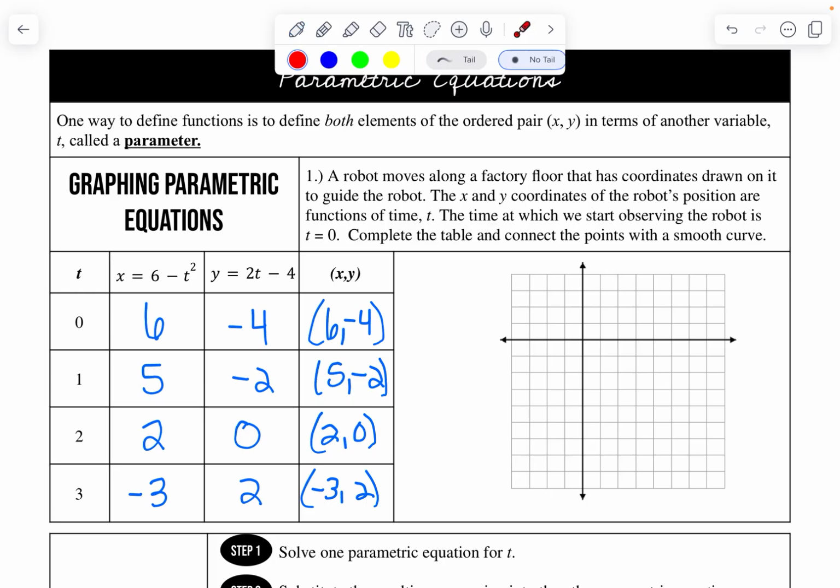Okay, so I just need to make sure I can get to 6 on the x-axis: 1, 2, 3, 4, 5, 6, so that's fine. Our biggest y value is 2 or negative 4, so we are fine to count by ones. So now I'll start plotting. There's 6, negative 4; 5 at negative 2; 2, 0; and negative 3 is up at positive 2. So there are the points, and we'll connect them with a nice smooth curve. That would be the path of that robot.